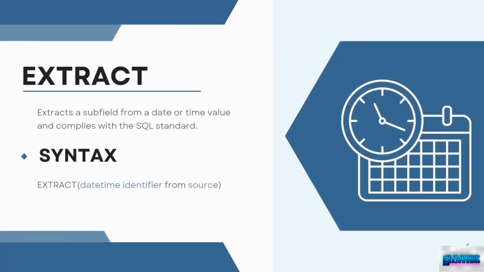A function that works exactly the same as date_part is the extract function. Its only difference is that extract complies with the SQL standard, while date_part is a Postgres-specific function. So you can use extract for other types of SQL, such as MySQL or SQL Server, but on the flip side, date_part can only be used in Postgres.